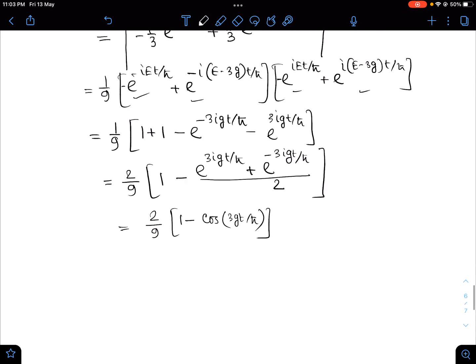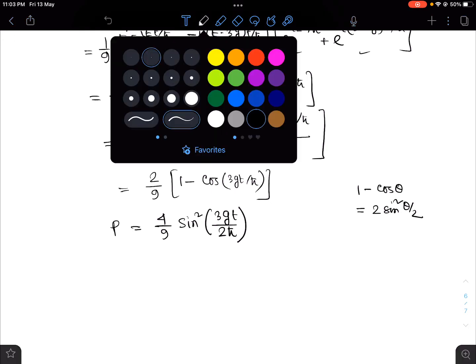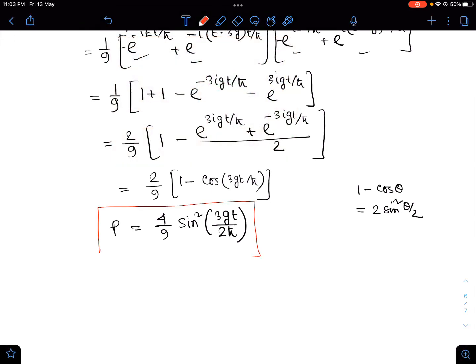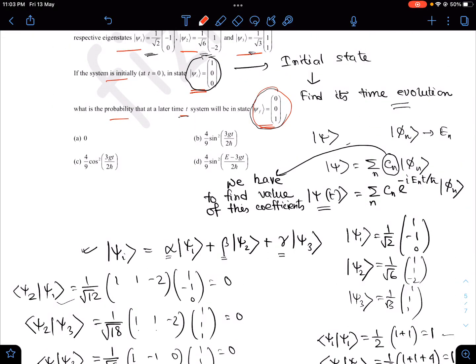Now we know that 1 minus cos theta can be written as 2 sine squared theta by 2. This is a standard trigonometric result. So from this we can write 4 by 9 sine squared of 3 gt by 2 h cut. So this should be our answer. Let us just check if it is in the given question or not. 4 by 9 sine square, yeah, so this one. So this is our correct answer.